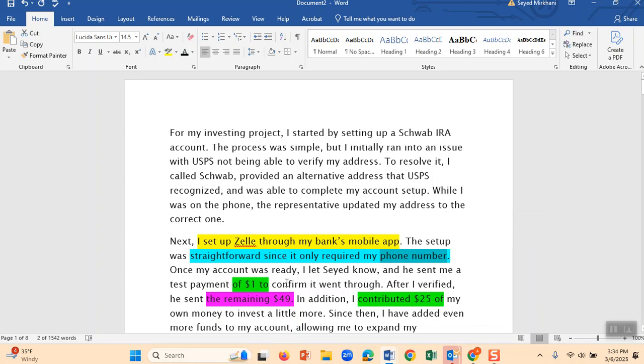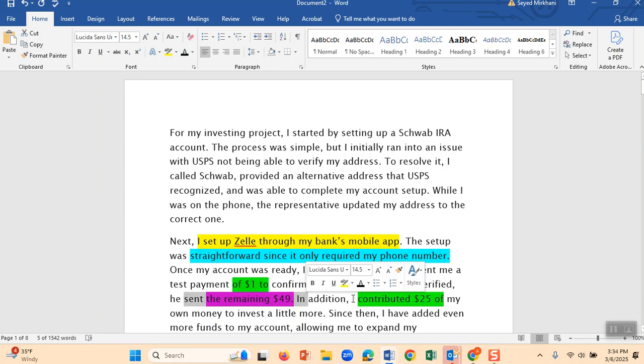What I did, as soon as he set up his Zelle, he gave me his telephone number. First, I sent $1 to make sure everything is okay. Instantly, he receives it. As soon as I click send, he will get a confirmation on his cell phone that Sayed Merkani sent you $1, and he will see it. As soon as he told me that he received $1, I sent the remaining $49.